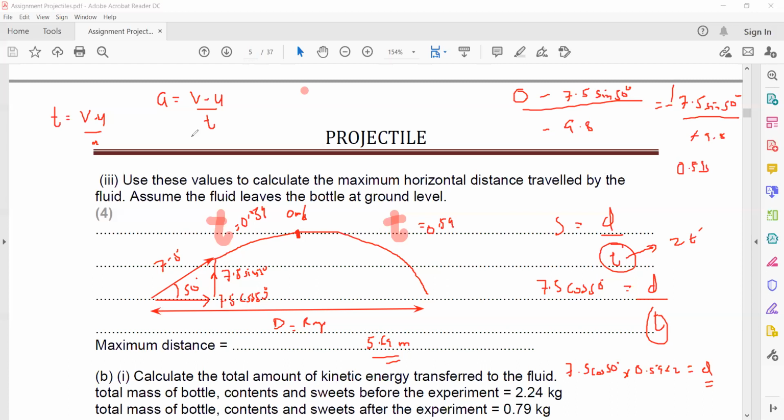And you can see it is a 4-mark question. So how did we do this? We need a range, the horizontal distance, which is speed multiplied by time. We know the speed, but we don't know the total time. So first we got the time to reach the maximum height, and then we doubled it, so we know the total time. Is it clear? Discussion?